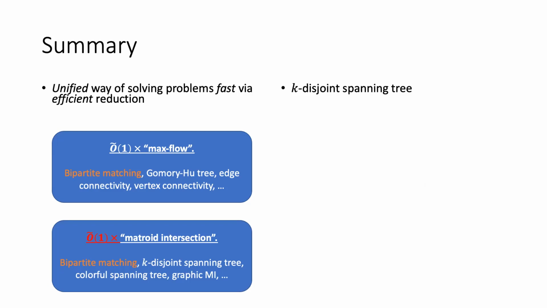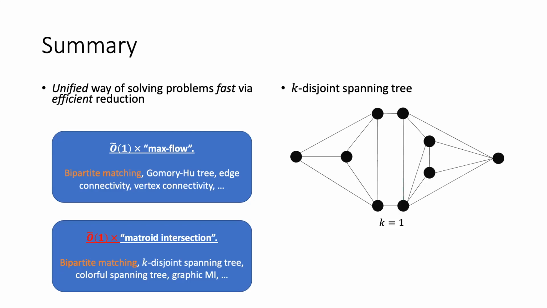So for instance, take the problem K disjoint trees. We have a graph and we want to find if there are K disjoint trees in this graph. For K equals 1, we just find an arbitrary spanning tree. But for K equals 2, we might have to find a slightly different spanning tree so that the rest of the graph actually contains the second spanning tree. So already for K equals 2, this is getting a little bit non-trivial.